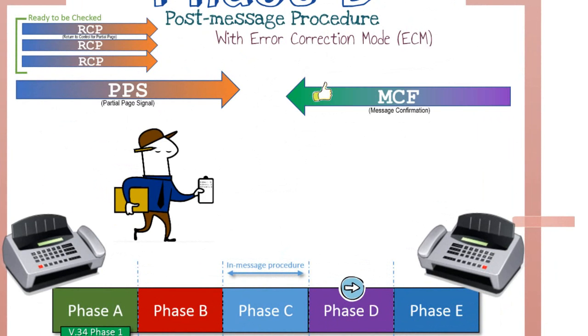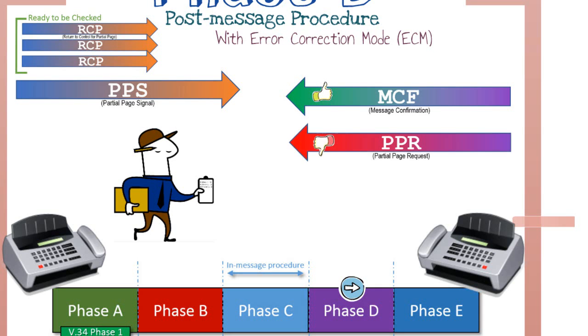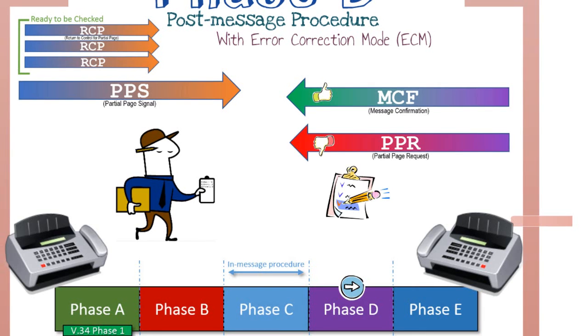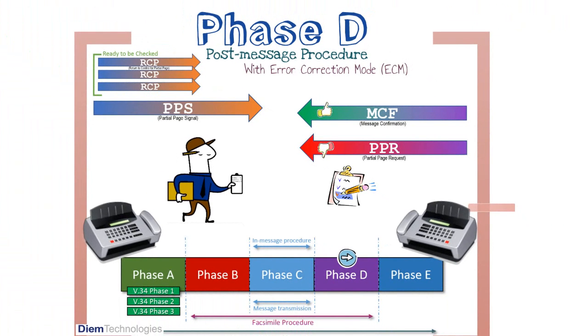If the receiving side sees the amount of frames that came in and determines it's the same amount that was sent, it will respond with an MCF, which is a message confirmation. If, however, there's something wrong in that count, it'll respond with a PPR, a partial page request. This means there's something wrong with that count and you need to resend, and it will also respond with which frames were missing.